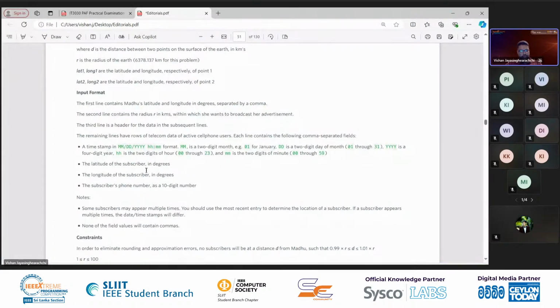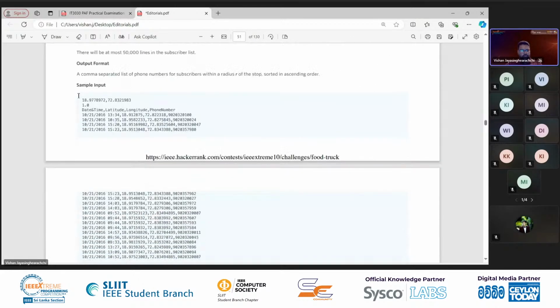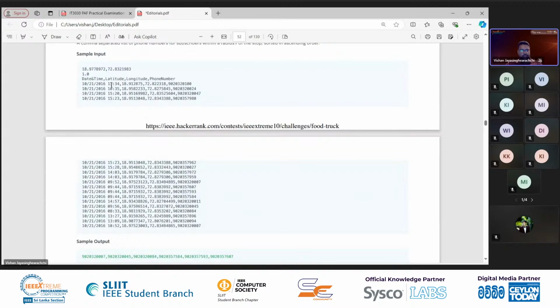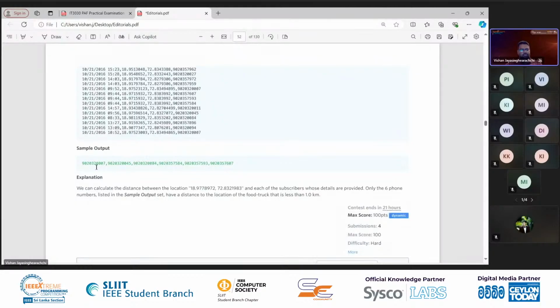Input format guidelines, as in a timestamp will always follow a given structure, where one letter stands for month, and likewise you have lots of criteria here. Then you have a sample input, basically the date, the time, the lat long values and the telephone numbers. And the sample output is the list of telephone numbers which are within the 1 kilometer range. So this is what you need to solve.